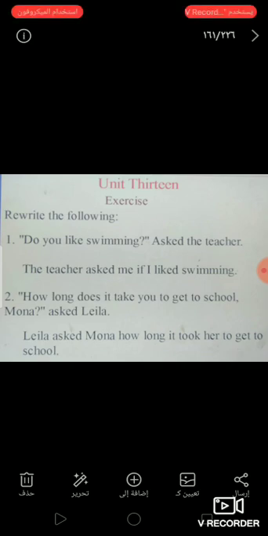Let's practice. Rewrite the following. Number 1, "Do you like swimming?" asked the teacher. So it will be: the teacher asked me if I liked swimming. Number 2, "How long does it take you to get to school?" Mona asked Layla. So it will be: Layla asked Mona how long it took her to get to school.